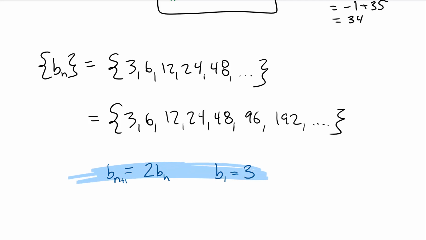So that works. Notice how I wrote it as b sub 1. You could have written it as b sub 0. Doesn't make any difference. Our index starts wherever you want it to, 0 or 1. Don't choose anything else.